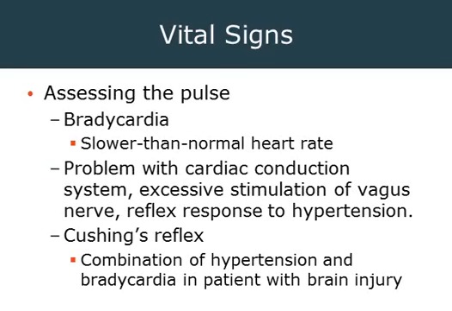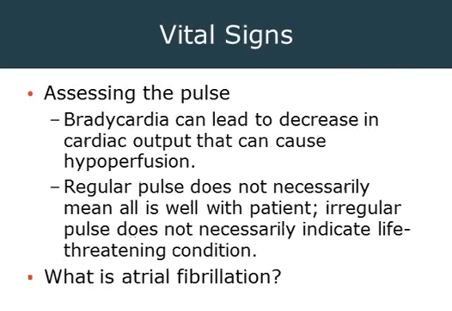We also sometimes see Cushing's reflex cause this. It's a combination of hypertension, bradycardia, and one more, an irregular or erratic respiratory drive or respiratory pattern. It's called Cushing's reflex. So that's the combination of hypertension and bradycardia in the patient with a brain injury. All right, bradycardia can also cause a decrease in cardiac output, which causes hypoperfusion and can cause hypotension.